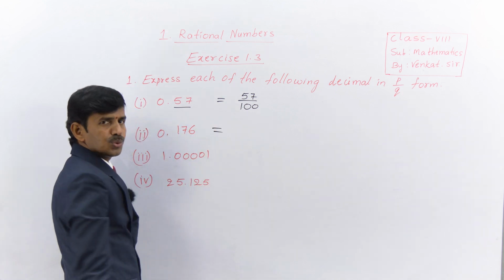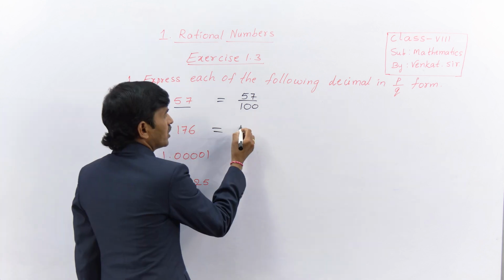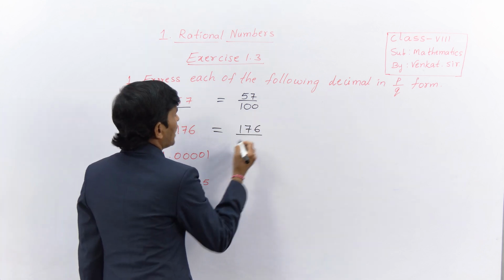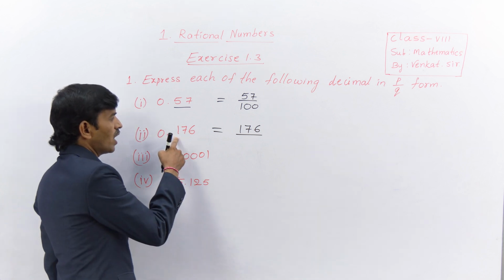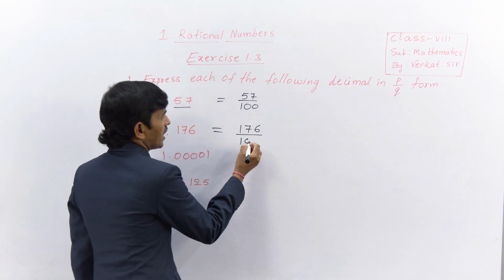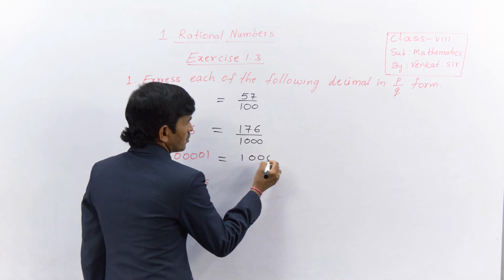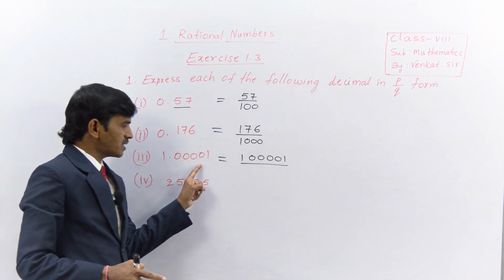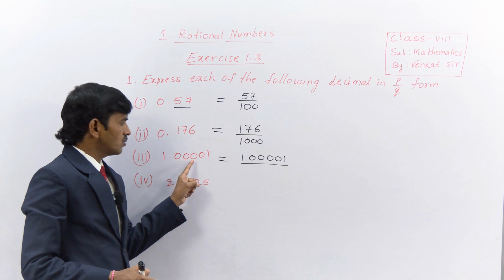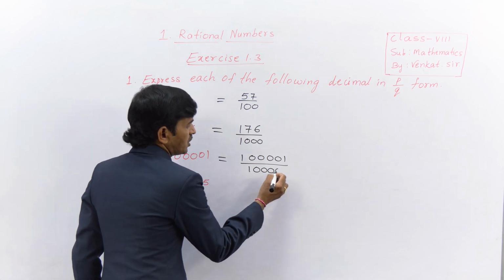In the same manner, the next question is 0.176. It can be written as 176 by, after the decimal point, how many digits exist here? 1, 2, 3. So we can write 1000. Next, 1.00001. After the decimal point, how many digits exist? Count that: 1, 2, 3, 4, 5. Therefore, after 1 we can write 5 zeros.